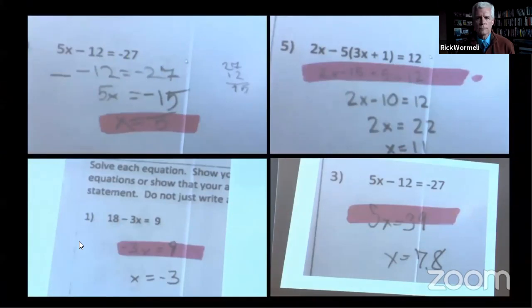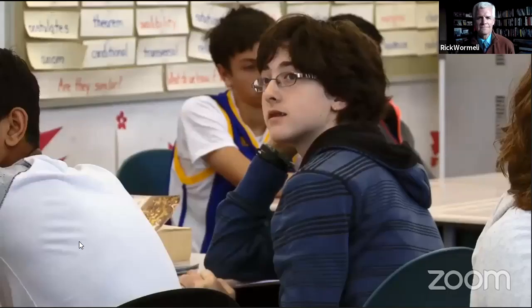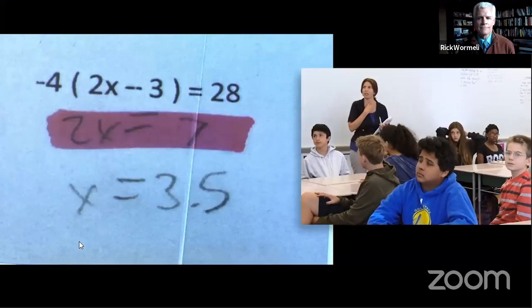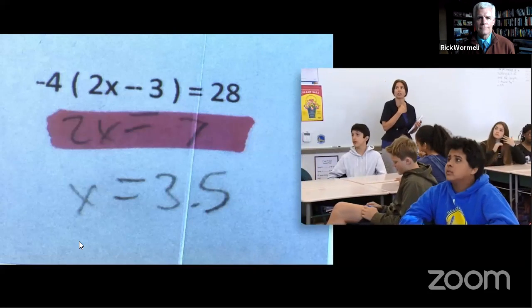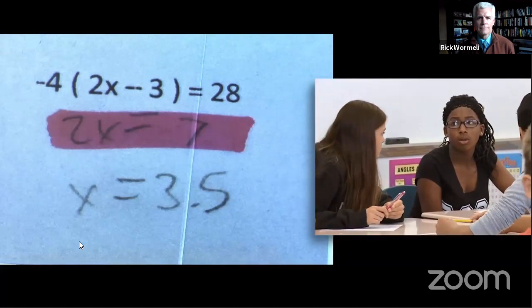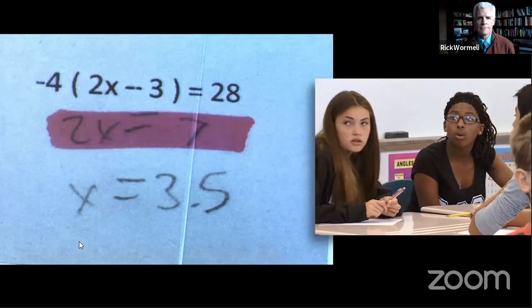I want to show you, before we get your test back, some of my favorite mistakes that came up a couple times. They could be from any of my classes. -4 × 2x − 3 = 28. I highlighted that 2x = 7. Tell your group what is wrong with this. I am highlighting where their mistake is, but I'm not mentioning specifically what that mistake is.